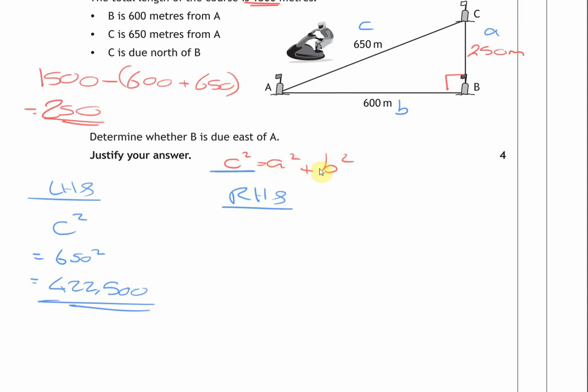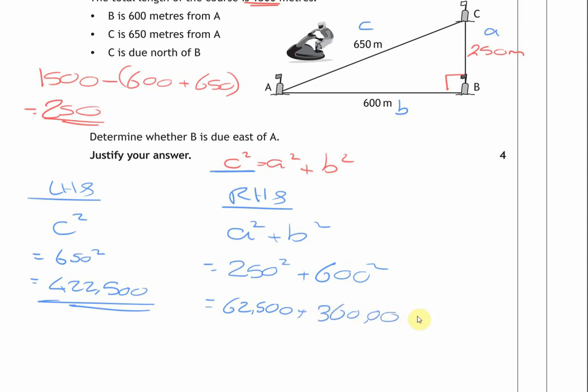So we'll substitute in the values of A and B, and let's see what happens. So we have A squared plus B squared. So we have A squared, which will be 250 squared, plus B squared, which will be 600 squared. So what we can then do is work out what 250 squared is first. We work that out as 62,500. And then we would say what is 600 squared. So we would get that as 360,000.